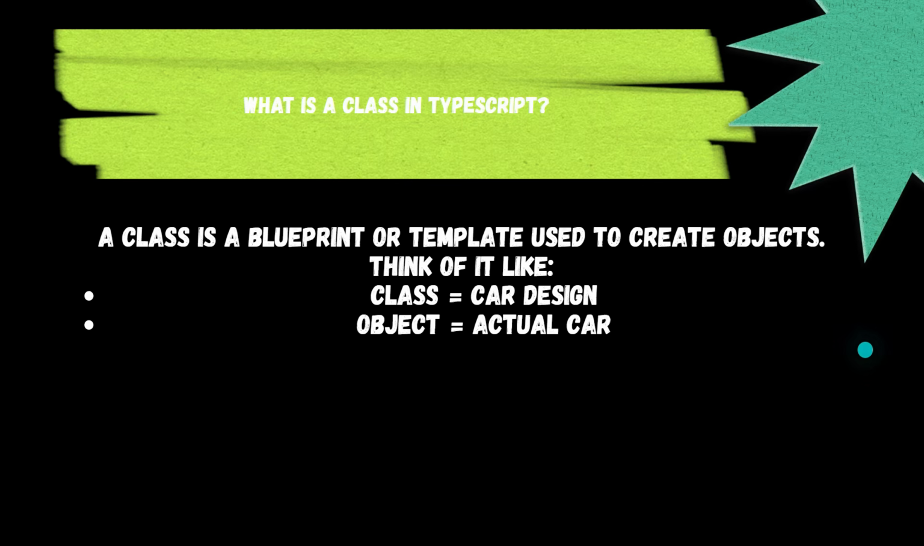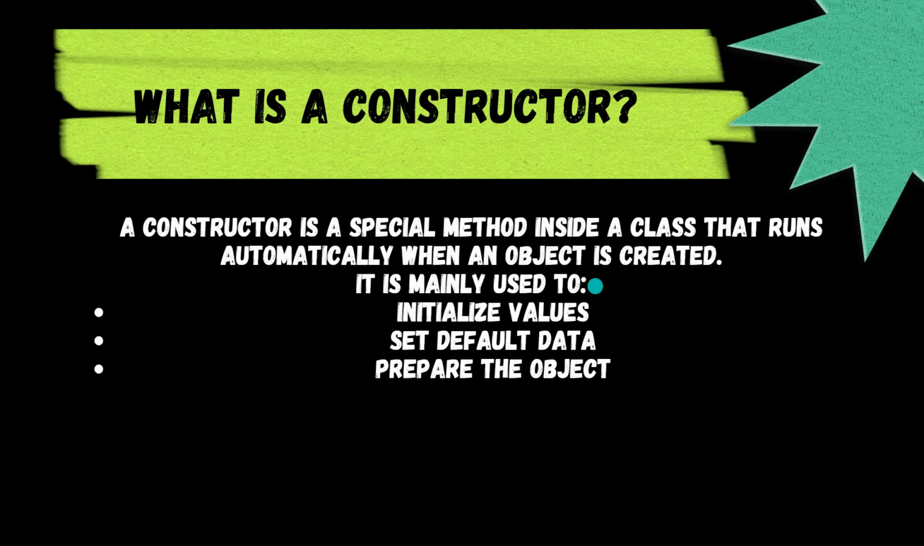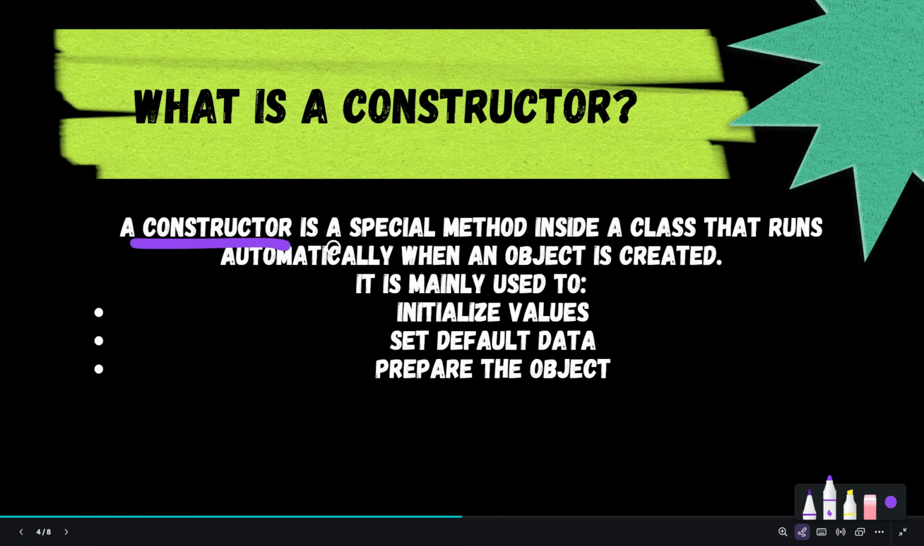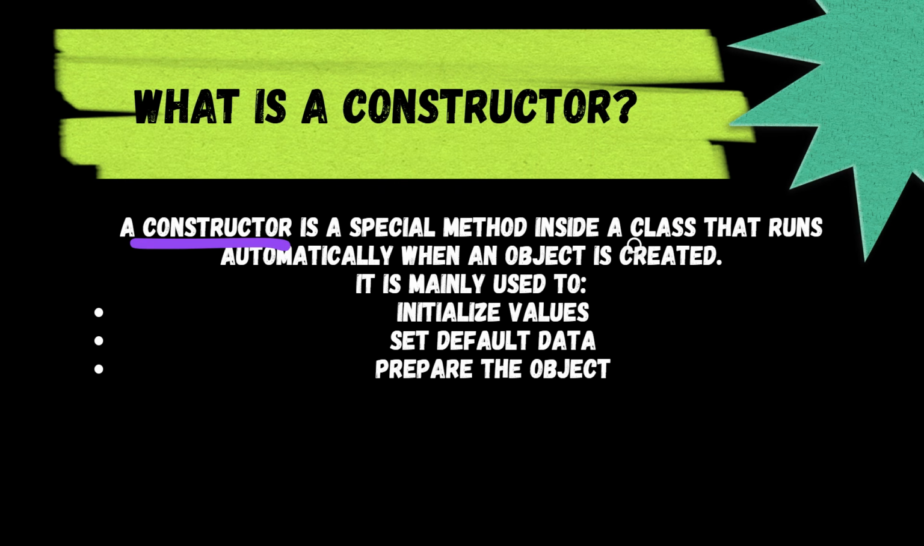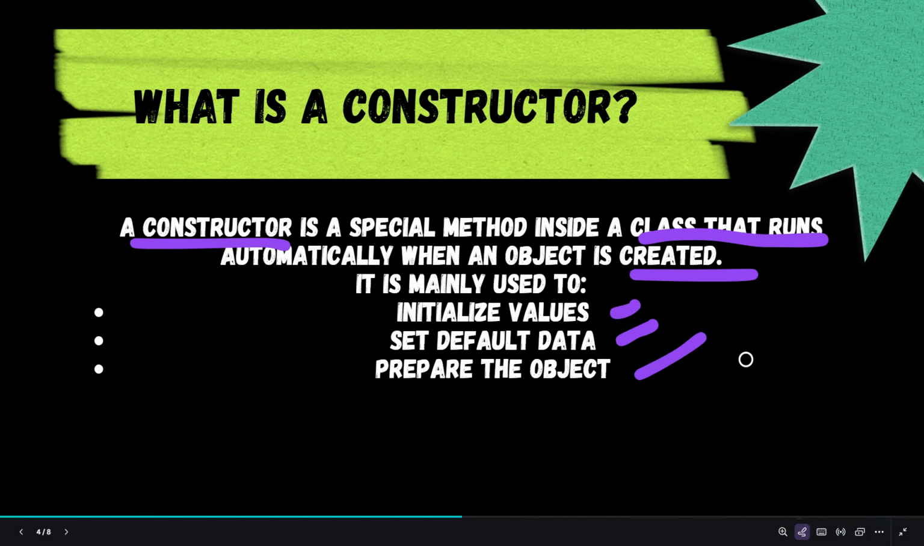Next, what is a constructor? A constructor is a special method inside a class that runs automatically when an object is created. It is mainly used to initialize the values, set default data to the variables, and prepare the objects.